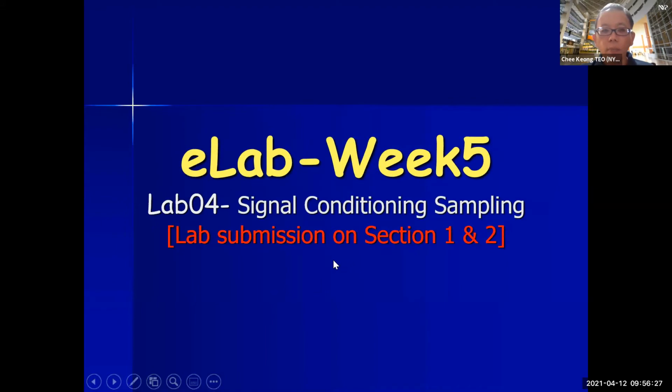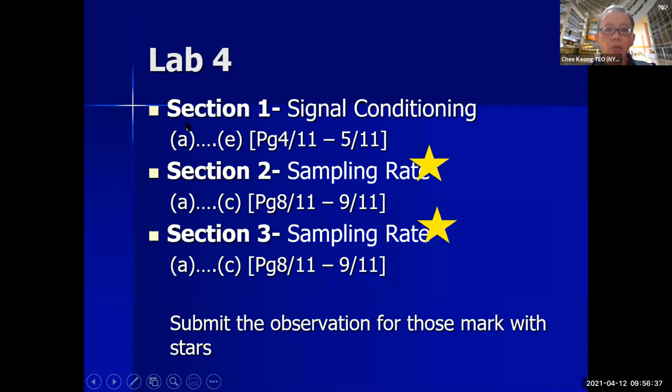Now, Lab 4, like I said, is signal conditioning and sampling, and it's a lab submission. We are doing section 1 and 2, right? Section 1 is signal conditioning, which is page 4 to page 5 of your detailed document. It contains the observation section, that means A, B, C, D, E. So you need to answer this A to E portion for section 1. Section 2 is only A, B, C, on page 8 and page 9. These 2 pages are marked with an asterisk, so the submission is on these 2 pages.